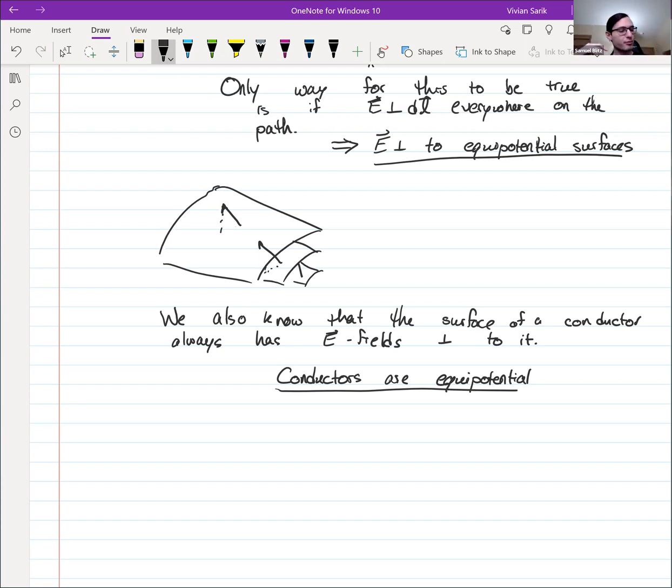And the reason for that, perhaps you should think about, but it boils down to the fact that the electric field inside the conductor is 0. So how could the electric potential change inside the conductor if there's no electric field to do the changing for it? So perhaps think about that one a little bit more. I'll leave that to the reader to figure out.